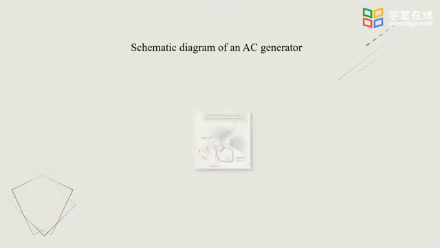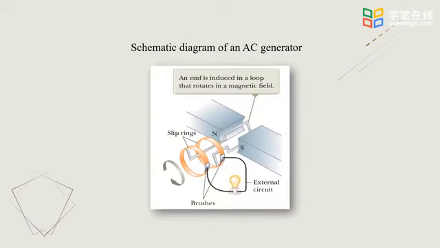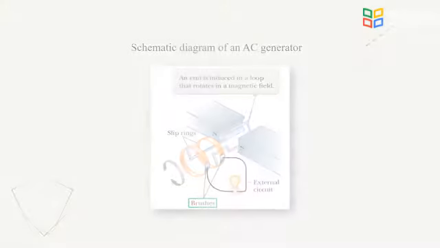There are two magnets producing a magnetic field in which the loop is rotating. The ends of the loop are connected to the two slip rings, which could be the output terminals of the generator, through the two stationary mechanic brushes which are connected with the slip rings.